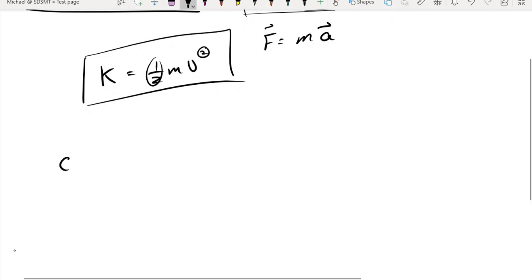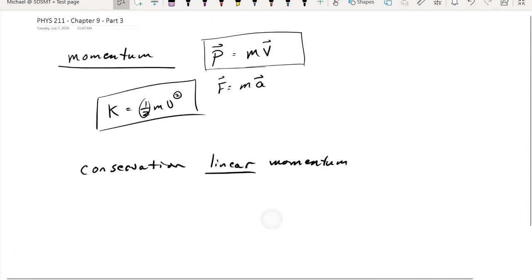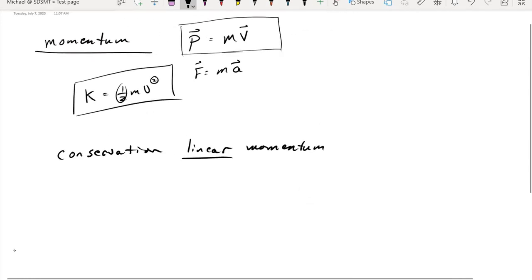And eventually we're going to come to a point where we want to conserve the momentum in a system. And we're going to add an extra word into this. We're going to call this linear momentum. And that's because momentum has a direction aspect that is associated with it.